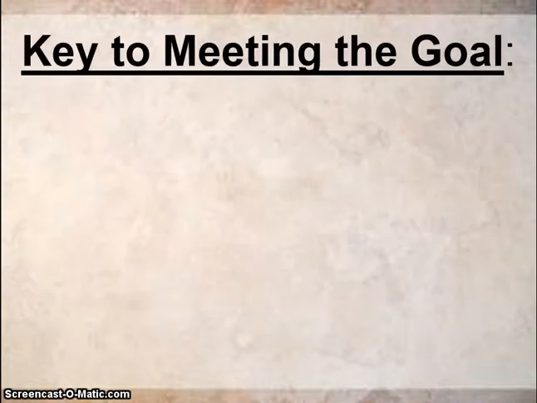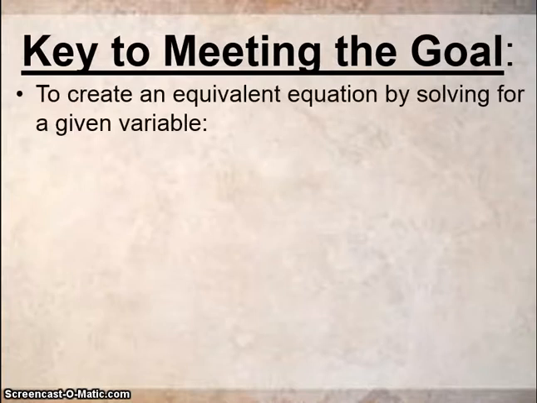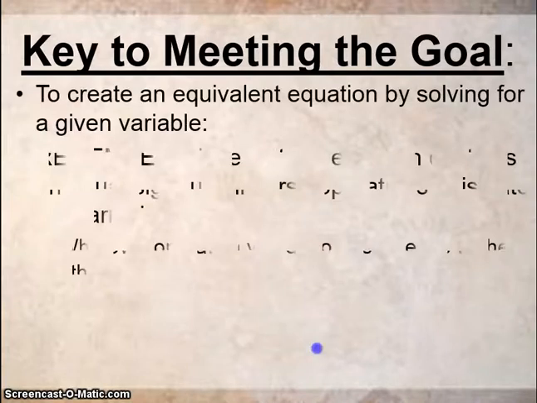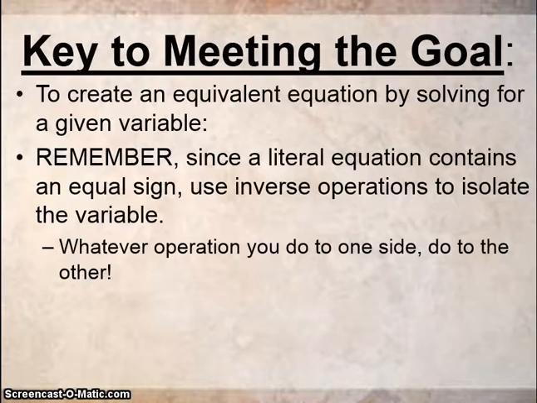Now, here is the key to meeting the goal today. To create an equivalent equation by solving for a given variable, remember, since a literal equation contains an equal sign, we will still use the same idea that we've used with one variable equations. We will use inverse operations to isolate the variable. So the key is, whatever operation you do to one side, do to the other, and that will keep your literal equation balanced or truly equal on both sides.